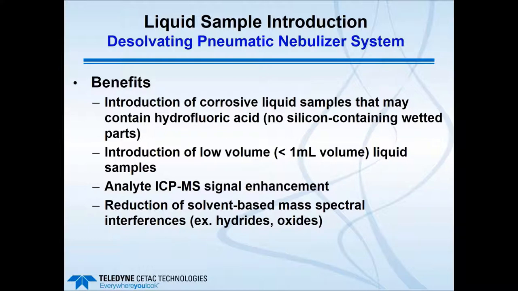We're also looking at the introduction of low volume liquid samples, meaning samples that are often pre-concentrated. So there is a better possibility of detecting low concentrations of elements or low percent abundant isotopes. We would also like to get analyte signal enhancement even when using the ICP-MS in order to look better at low concentrations or low abundant isotopes. And finally, we want to see if we can get reduction of solvent-based mass spectral interferences. And these are interferences that are largely coming from injected water. Obviously, those are the sources for hydrides and oxides.